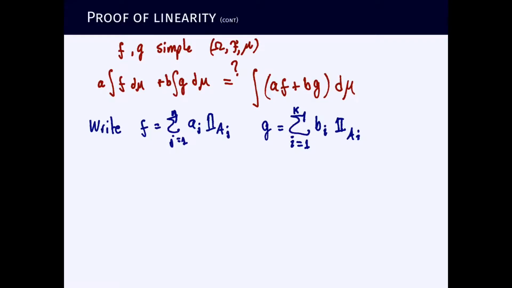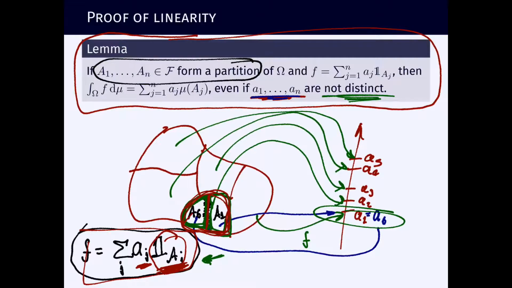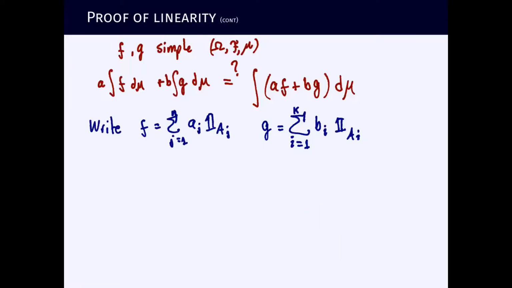And now how are we going to use this previous lemma that we just proved, that they do not need to be distinct? It is these sets Aj, they form partitions. These sets Bi, they form partitions. And if we cross these partitions, and we may, so here's the partition of Aj's, here's the partition of Bi's.